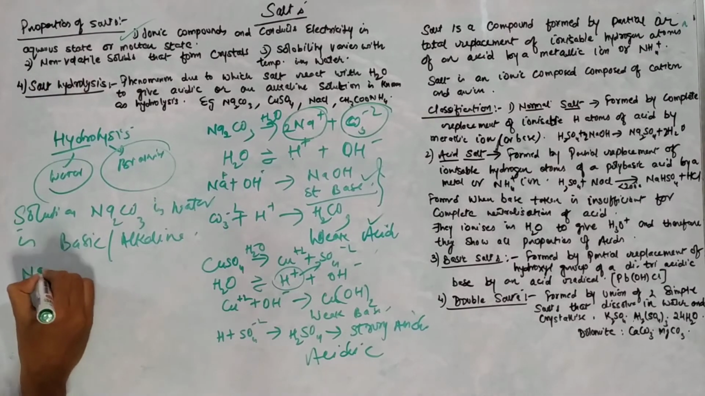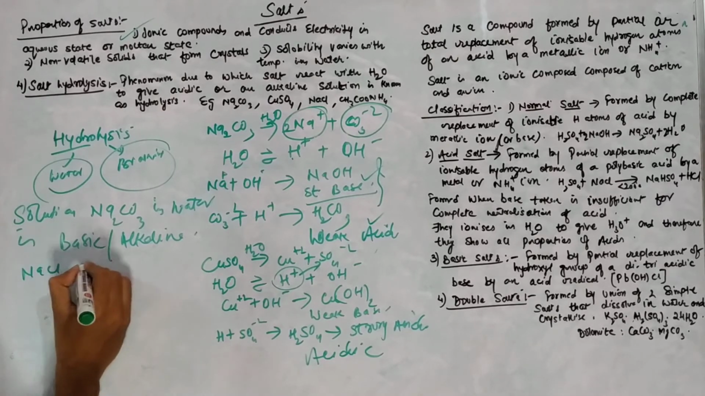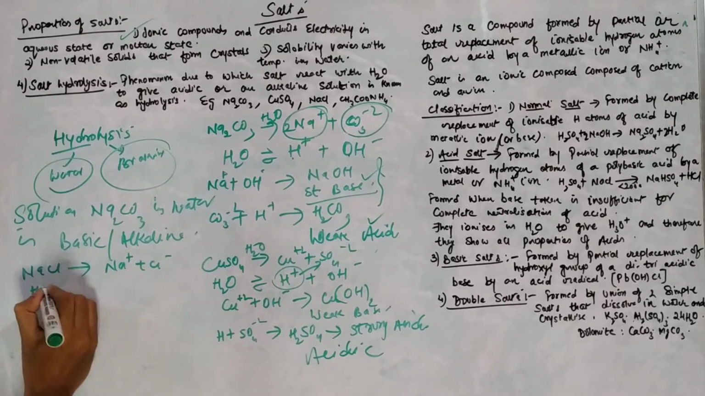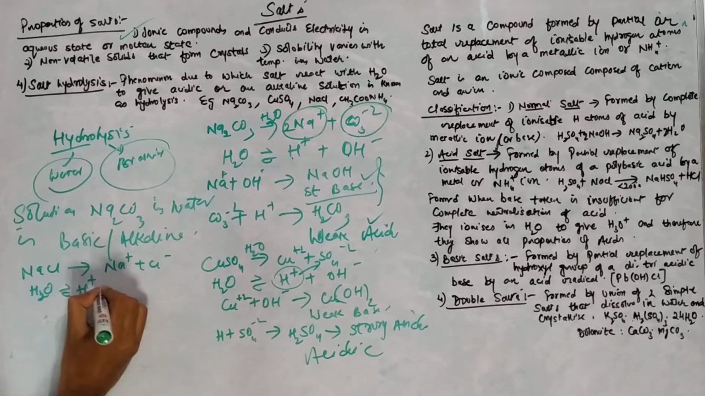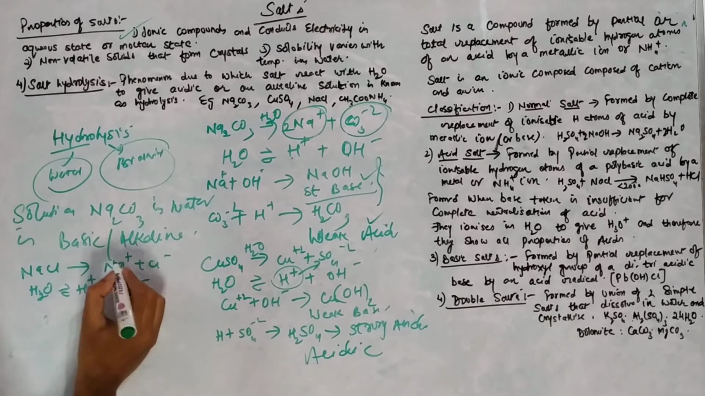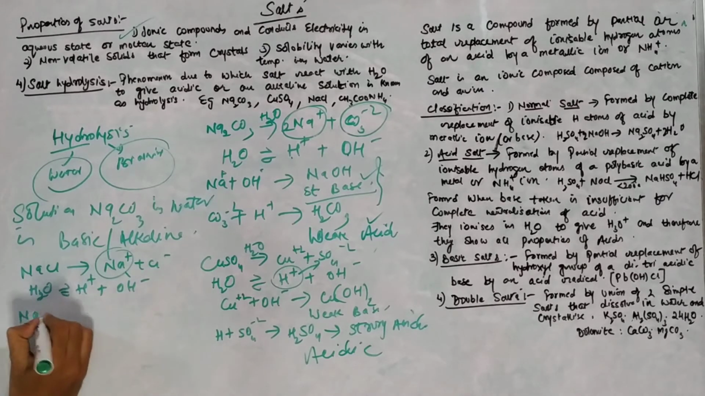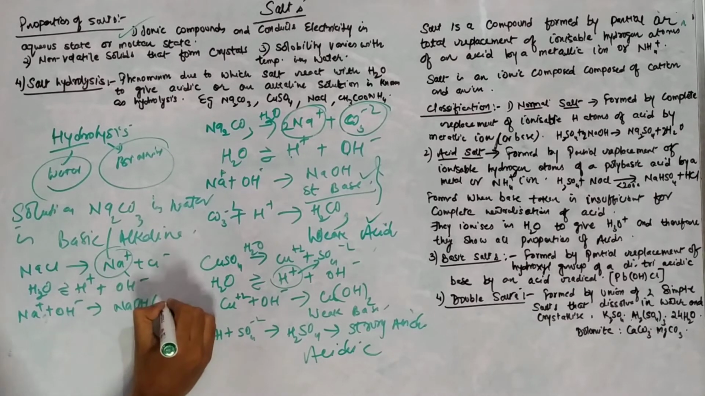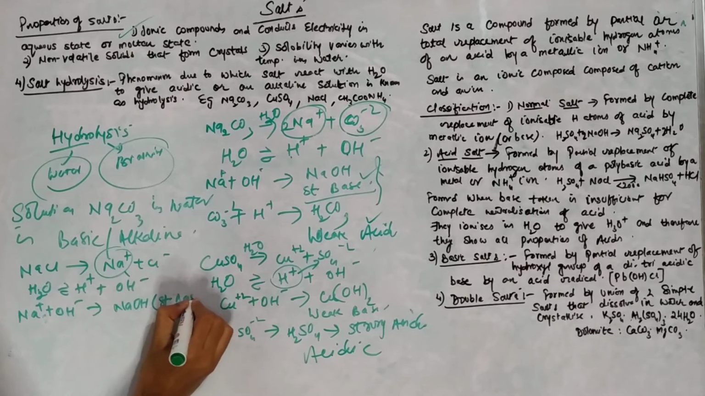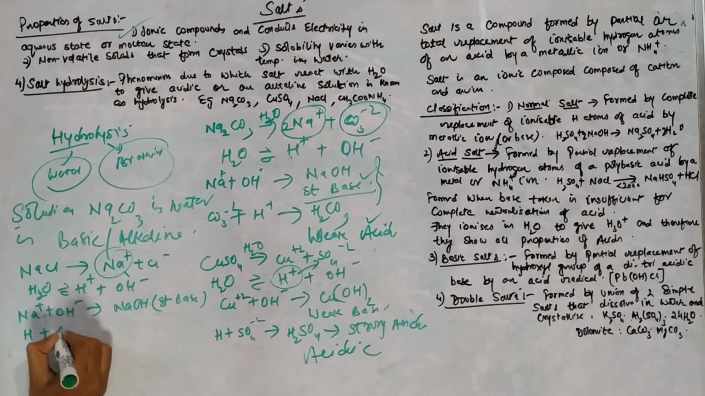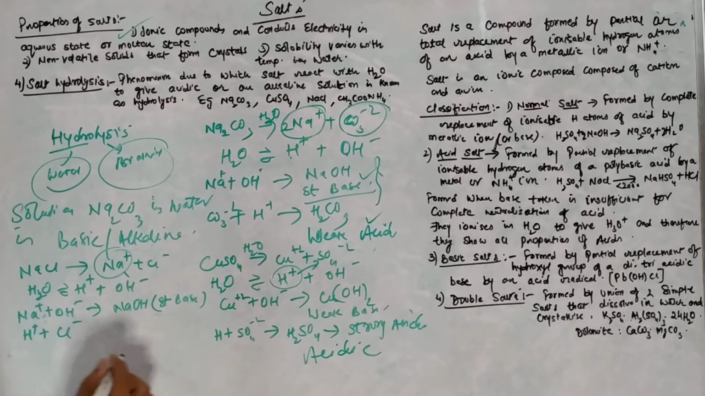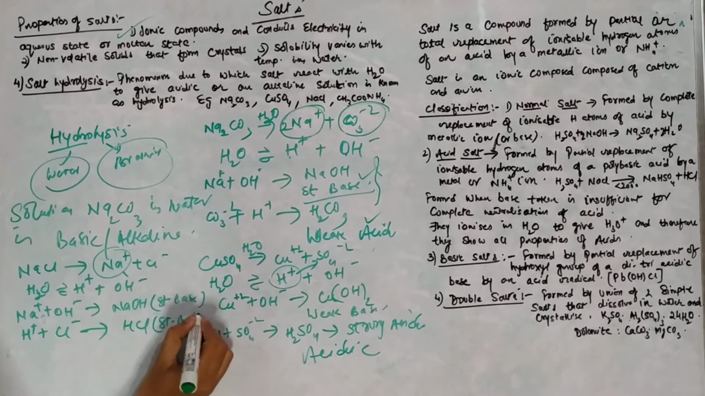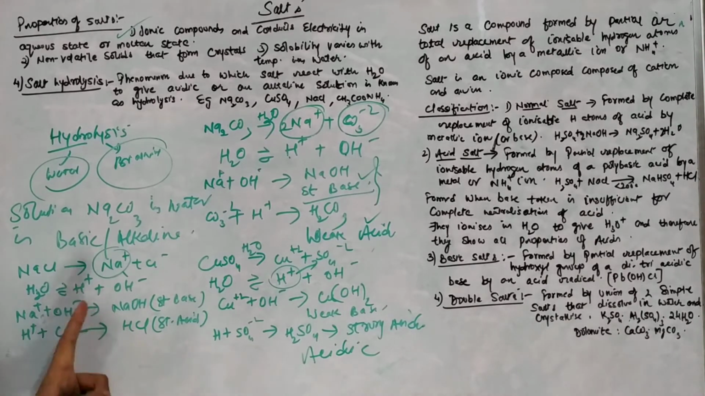Similarly, if we take sodium chloride, it dissociates into sodium ions and chloride ions. Water will form hydrogen ions and hydroxyl ions. Sodium will react with OH to form NaOH, which is a strong base. Similarly, the hydrogen ion will react with the chloride ion, giving you HCl, which is a strong acid. So, strong base, strong acid.